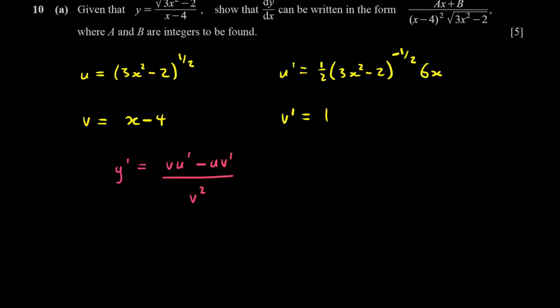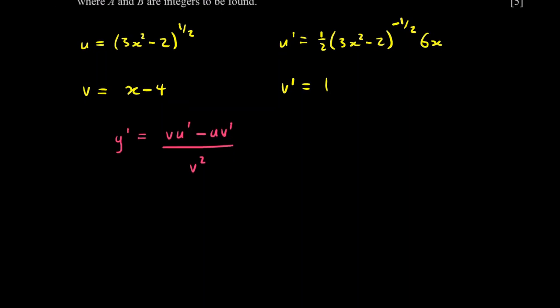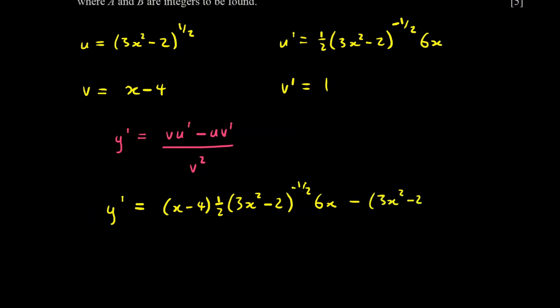So really what we've got to do here is just substitute our values in. So our value for v is x minus 4. And our value for u prime is a half, bracket 3x squared minus 2, to the power of negative a half, times by 6x. And we've got to subtract u dv. So that's (3x squared minus 2) to the power of a half times by 1, all over v squared, which is x minus 4 all squared.